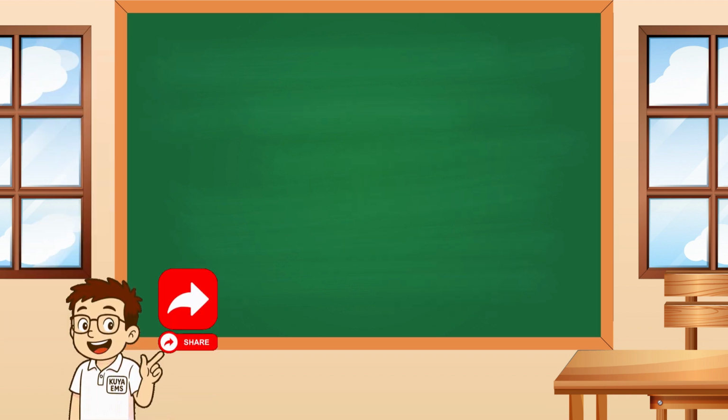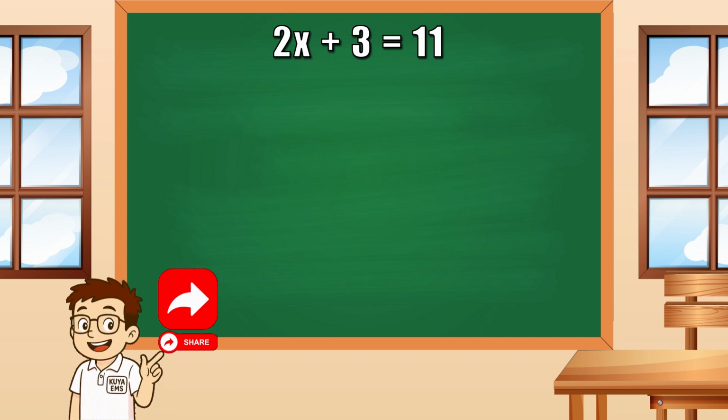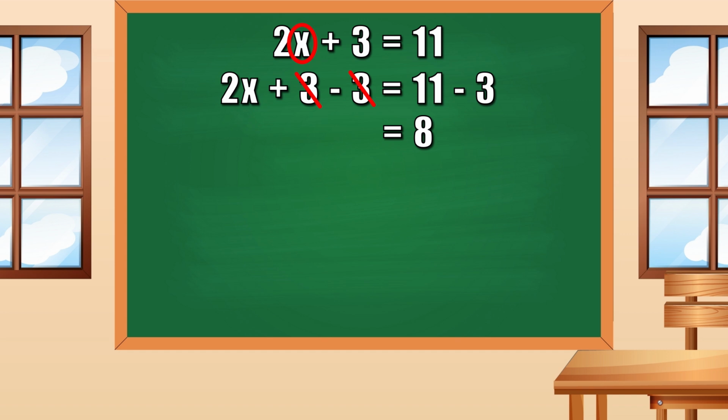A simple problem first. 2x plus 3 is equal to 11. Like what we've learned from the previous episode, our goal is to isolate the variable. So let's do that by removing the constant on the left side. Let's subtract 3 from both sides. 2x plus 3 minus 3 is equal to 11 minus 3. 3 minus 3 is equal to 0, and 11 minus 3 is equal to 8. So our equation becomes 2x is equal to 8.